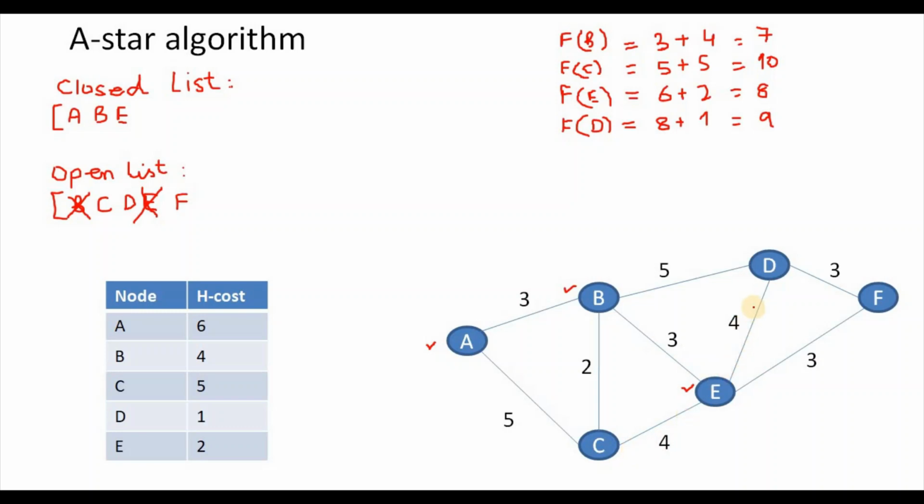And then we have node D. The new G cost for node D will be 4 plus 3, and it will also be 10. But the previous G cost of the node D was 8, 5 plus 3. So the new one is more than the previous one, so we shall not change it also. We let it like this.